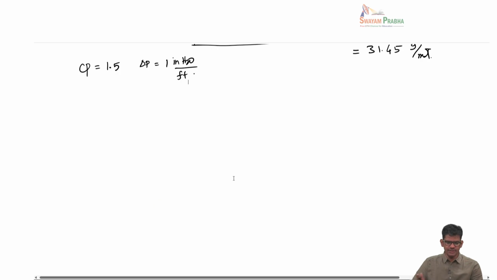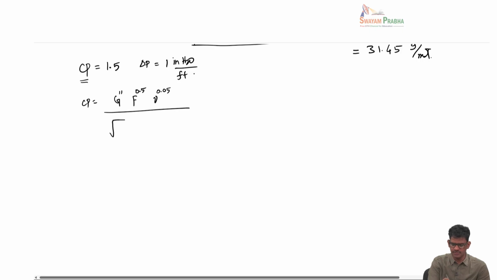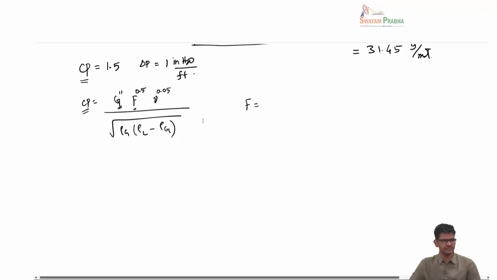So now all we need to do is use this definition of capacity factor, okay. So capacity factor Cp is G double prime F over 0.5, kinematic viscosity power 0.05, square root of rho g into rho L minus rho g, okay. This is the definition of capacity factor. So in this problem, we know the capacity factor, we want to find this gas mass velocity. This parameter F should be obtained from the packing data, okay.